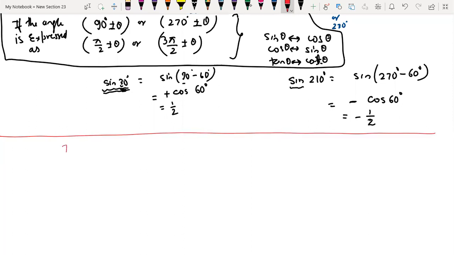अगर हमने किसी एंगल को लिखा है in terms of पाई plus minus theta, if angle is expressed as, and this was a kind of revelation for me कि ये 10th में नहीं पढ़ा था, ये हमें क्लास 7 में पढ़ाया गया था.